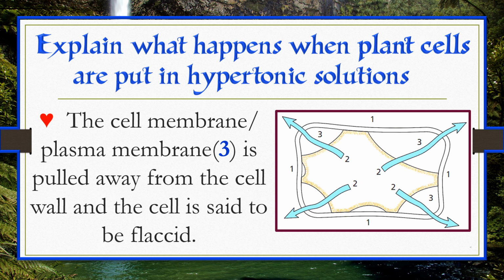The cell membrane, our plasma membrane, which is number 3, is pulled away from the cell wall, and the cell is said to be flaccid.